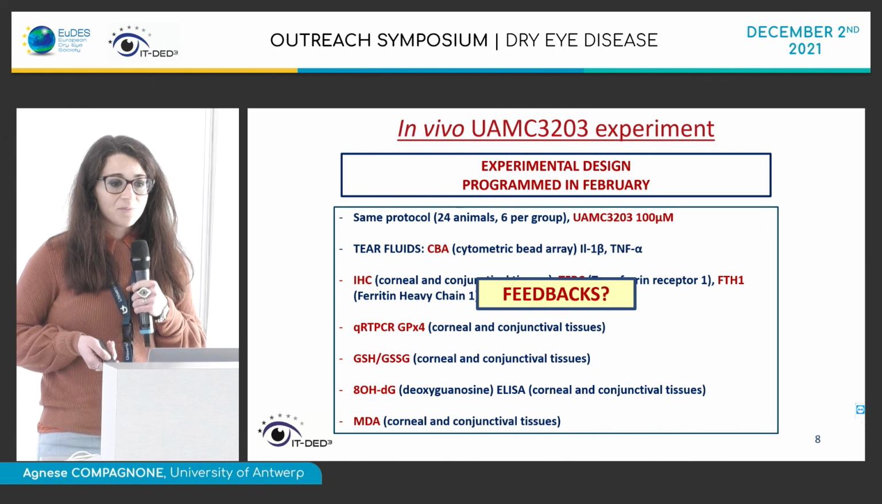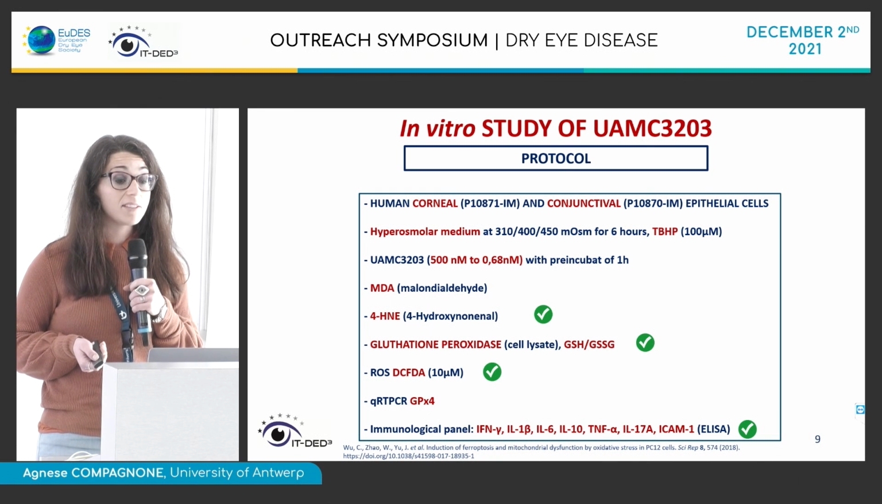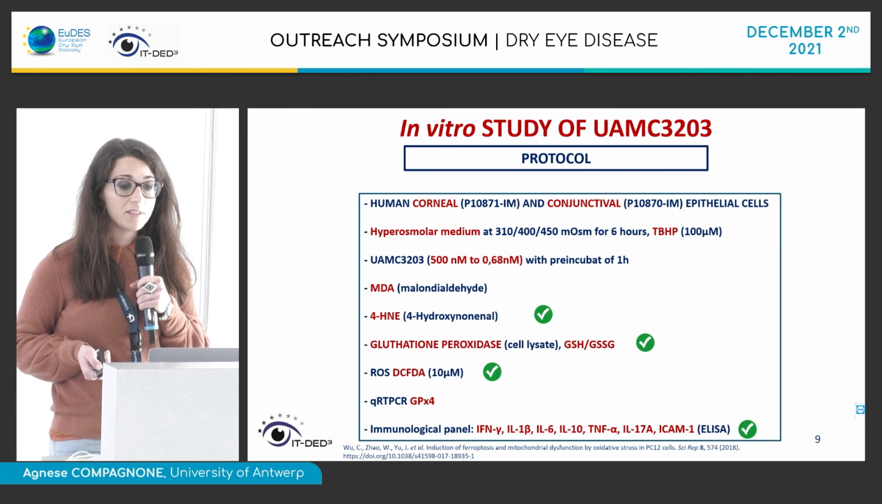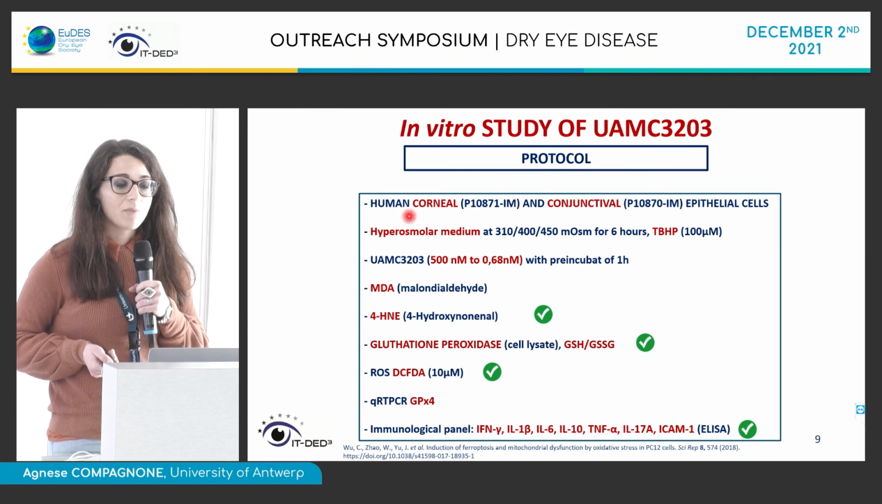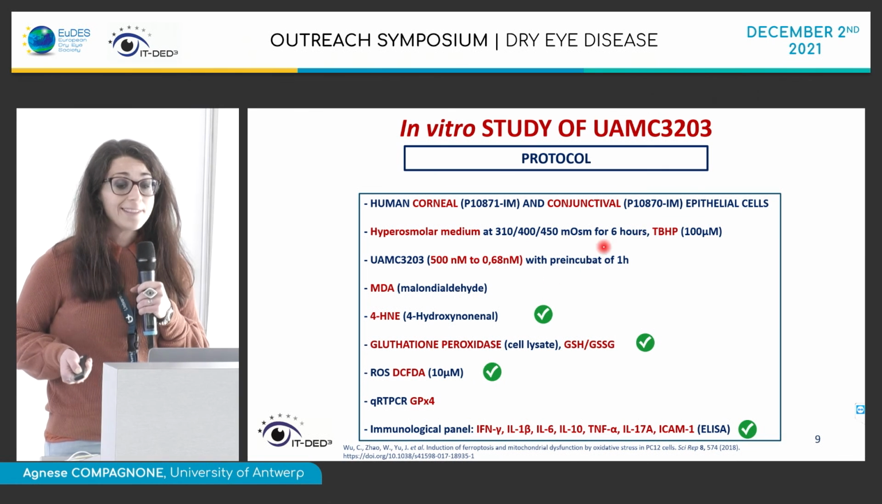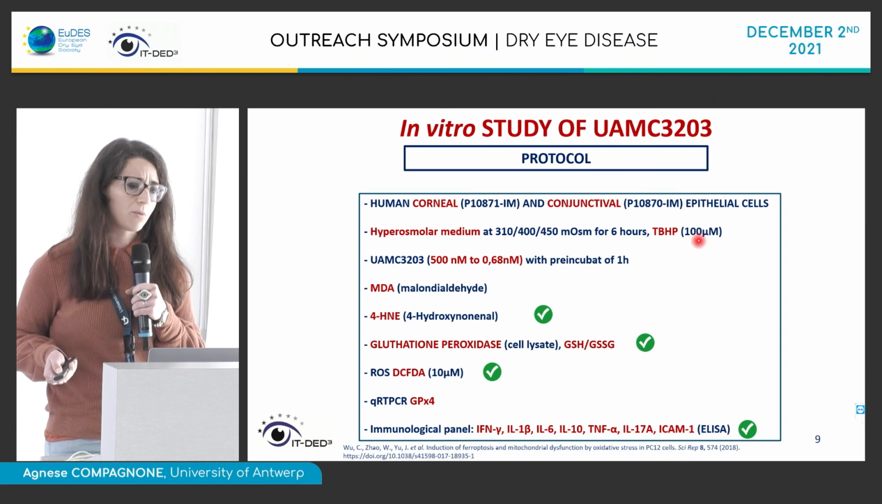So now regarding the in vitro studies that I'm performing, I'm using human corneal and conjunctival epithelial cells, and I'm using hyperosmolar medium at the concentrations of 300, 400, and 450 milliosmolar for 6 hours. And oxidative stress is going to be induced through the use of tert-butyl hydroperoxide at a concentration of 100 micromolar.